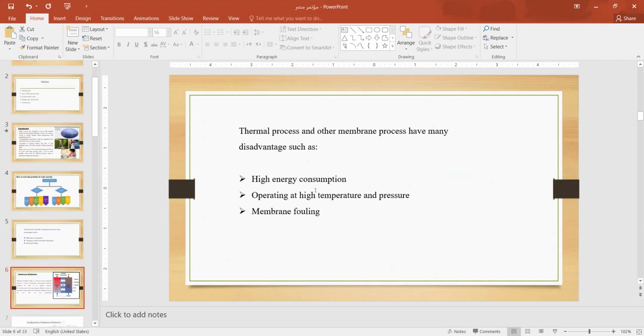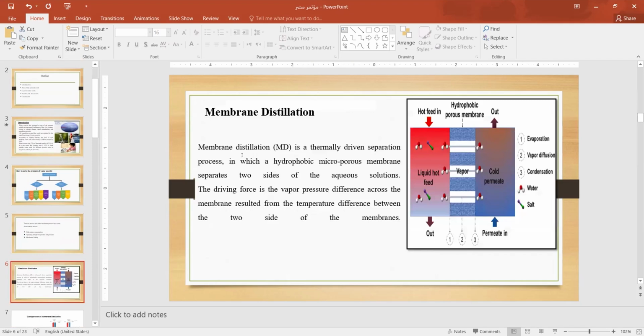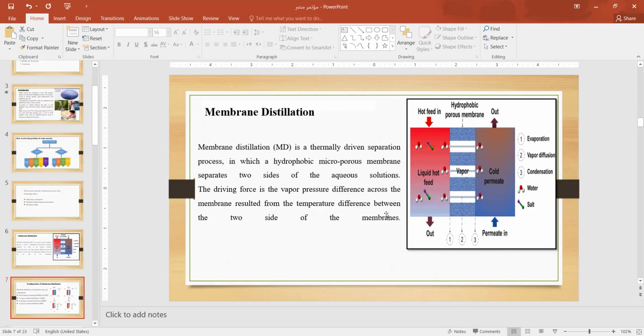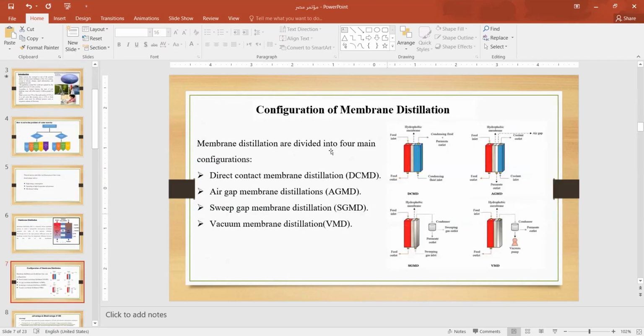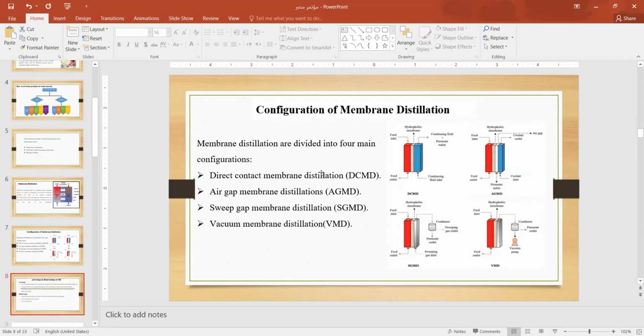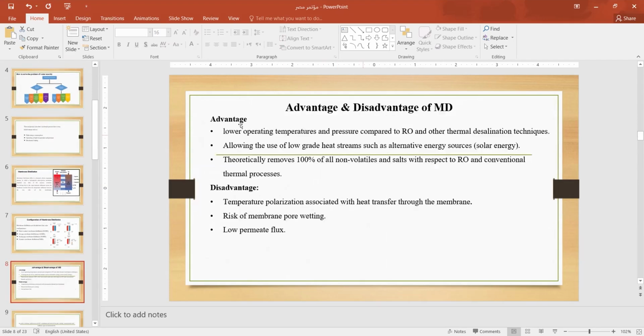Membrane distillation is a thermally driven separation process in which a hydrophobic microporous membrane separates two sides of the aqueous solution. The driving force is the vapor pressure across the membrane, resulting from the temperature difference between the two sides of the membrane. There are main configurations: direct contact membrane distillation, air gap membrane distillation, sweep gas membrane distillation, and vacuum membrane distillation.